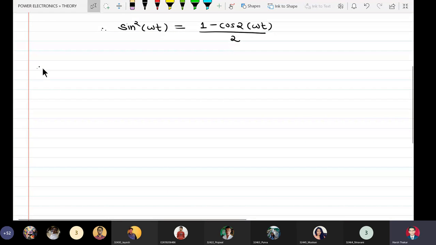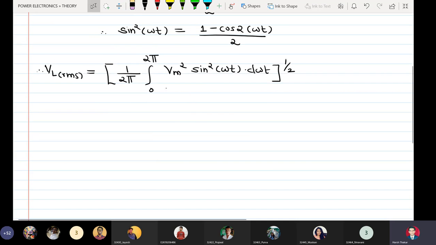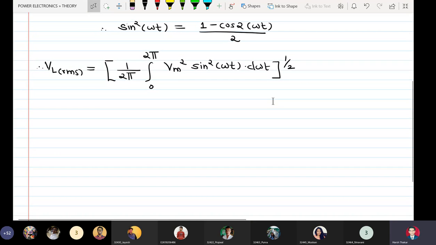Okay, so therefore VL RMS will be equal to 1 upon 2 pi, 0 to 2 pi, Vm square sin square omega t d omega t, whole under root. Now we know that our load voltage is existing only from alpha to pi, and it is not existing from 0 to alpha and pi to 2 pi. That is why the limits 0 to 2 pi converted to simply alpha to pi.